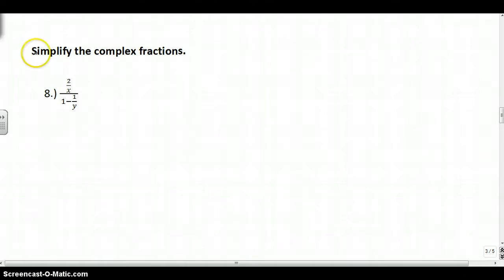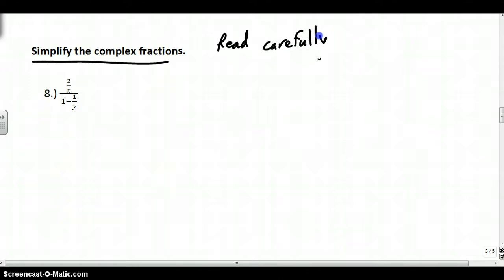These next few talk about simplifying the complex fractions. You'll notice they do not say anything about the restrictions, so don't worry about them for these problems. Read carefully. That's my biggest piece of advice. I think a lot of us just read through the instructions really fast. We think we know what to do, but we're not sure.